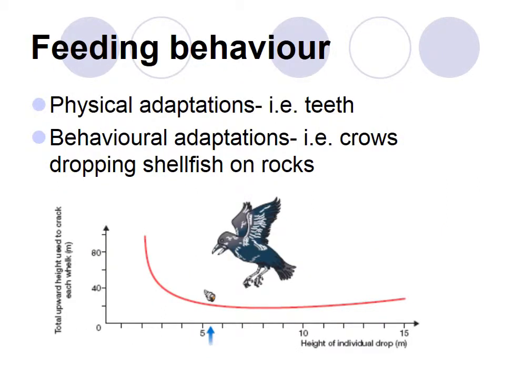Feeding behavior. Here we can see some of those physical adaptations that we talked about at the start of this unit. So we could be looking at the structure of their teeth. And then we've also got behavioral adaptations. So crows, for example, picking up shellfish and then flying to a certain height and then dropping the shellfish to crack open those shells to be able to get the food out. That is a feeding behavior that this animal has.